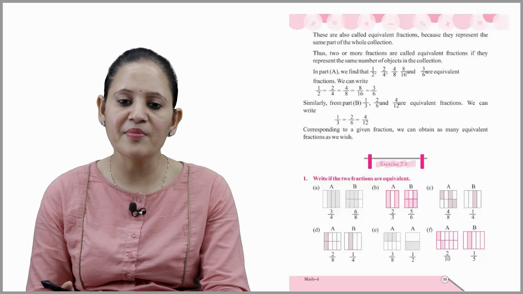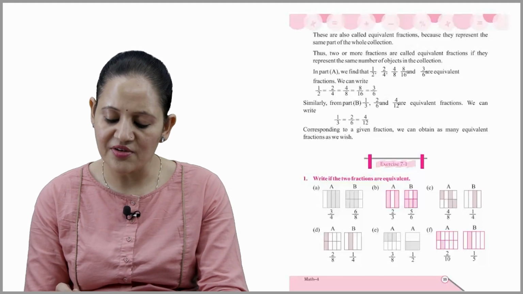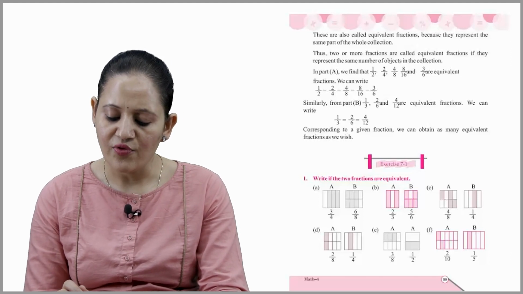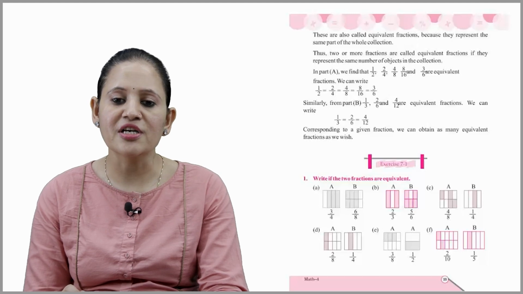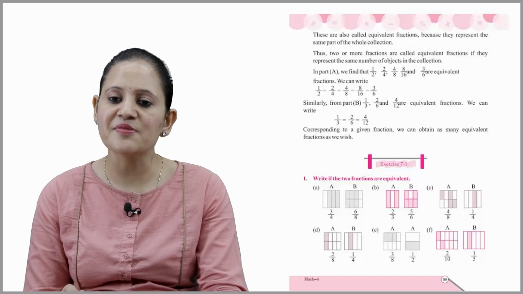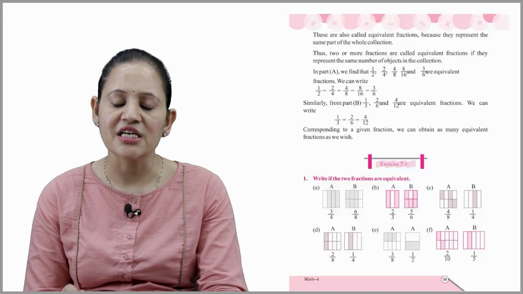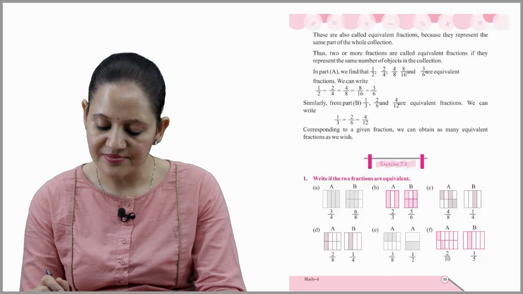Similarly, from part B, 1/3, 2/6, 4/12 are equivalent fractions. So we can write 1/3 equals 2/6 equals 4 by 12. Corresponding to the given fraction, we can obtain as many equivalent fractions as we wish. Next is exercise 7.1.